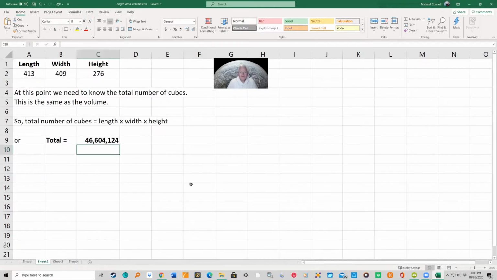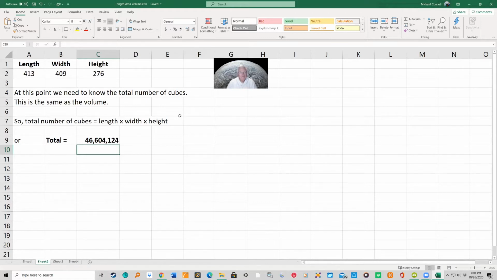Our next question then was to find the measurements of the length and width of the resulting rectangle of smallest perimeter. And I told you something about that. That was that if you knew the total number of cubes, you could take the square root of that number and generate the square, and the square would have the smallest perimeter.